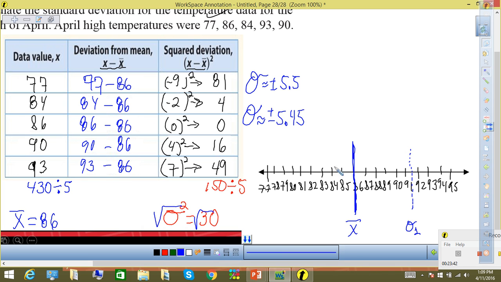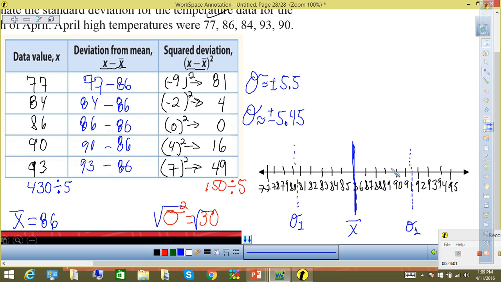So that was plus, but how about minus? What is 86 minus 5.5? 80.5. 80.5 is about right here. This is standard deviation 1.